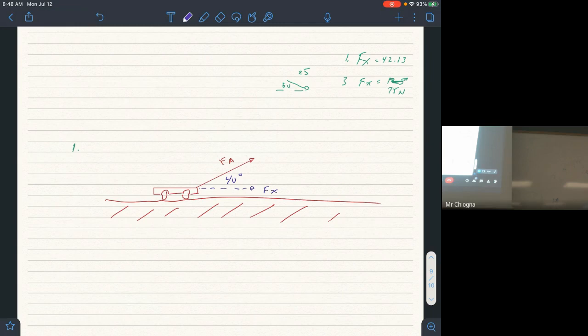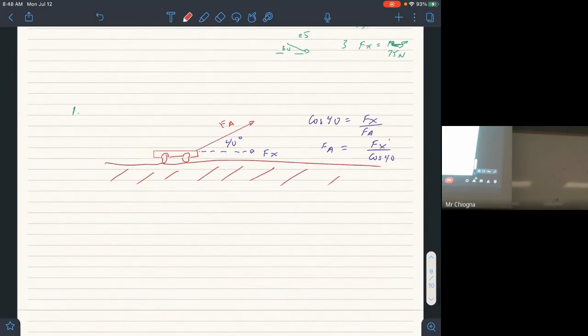Okay, so before we begin, we know the relationship, I wrote it up previously, between cos and FX and FA. So FA is just FX over cos. So once we find FX, we have FA. That's the point. Try to find FX. Okay.